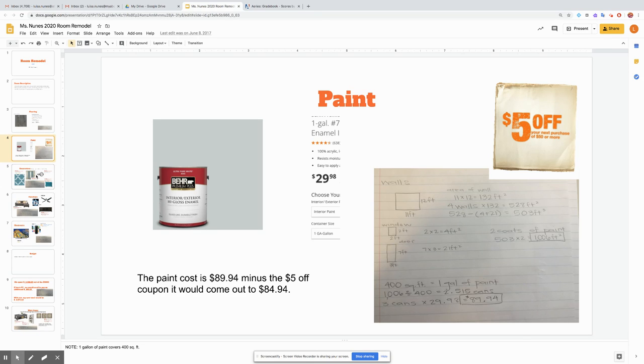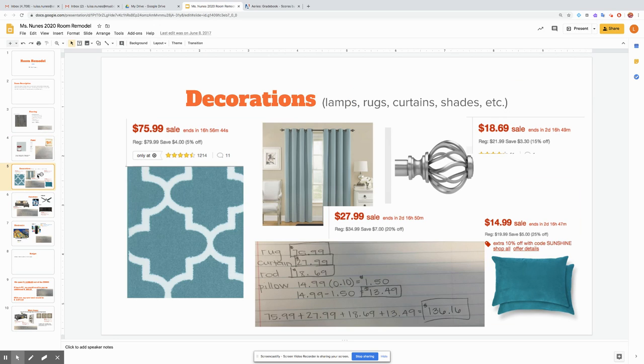I want you to keep in mind, most of you will be using coupons probably for furniture or decorations. For those of you that are done with paint and flooring and wanting to move on, this is my decorations that I had picked. I went with a blue theme here, as you can see. See how all these items here are on sale? That is not a coupon. But this right here, this sunshine code, that is actually a coupon. It says to take an extra 10% off using that code. So that is a coupon.